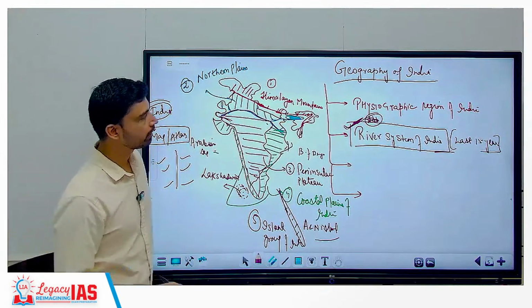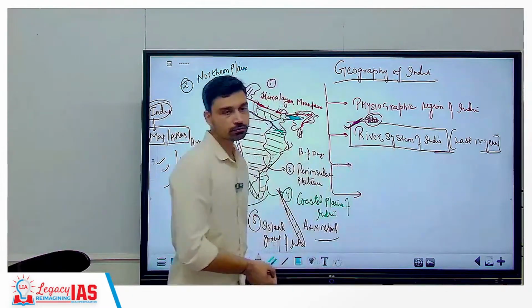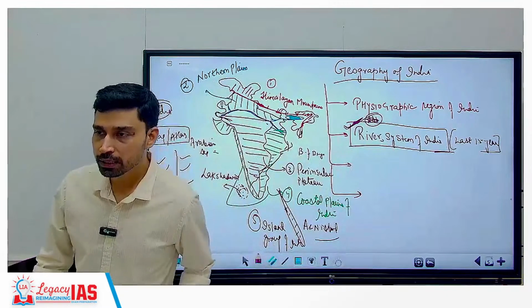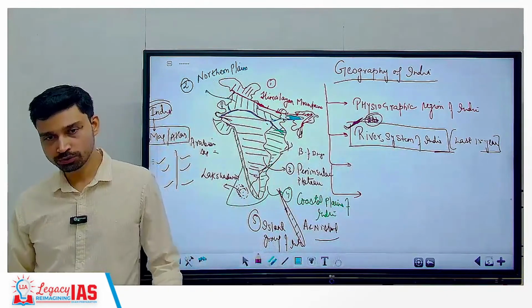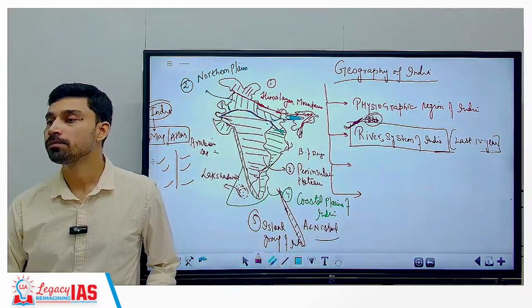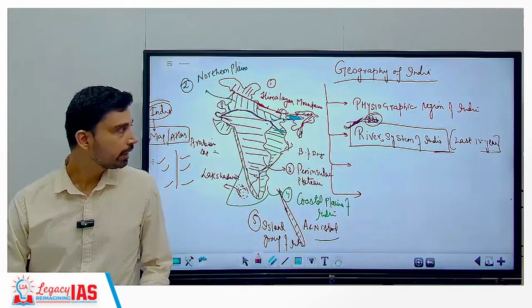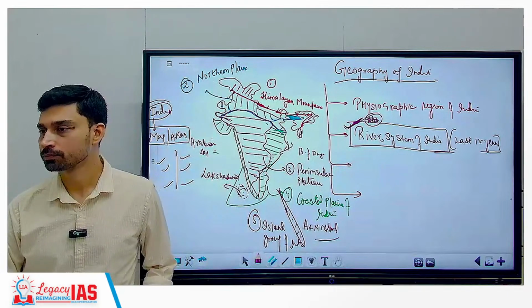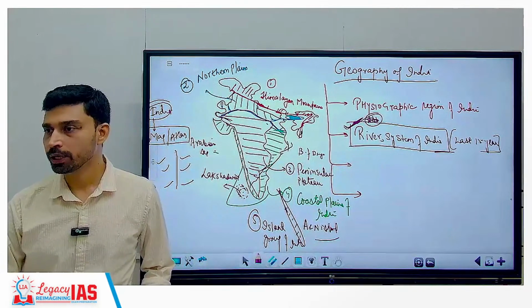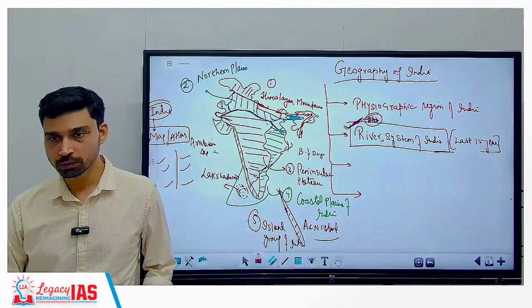River system of India. River system and river, what is the difference? River of India and river system of India. Let us say 2 words we are using. What is the difference? River and river and tributary. What are they called? River system. Okay, when you talk about river, that means single river we are talking about.